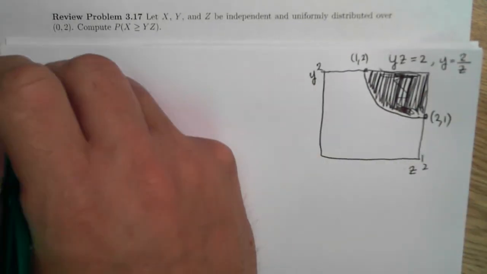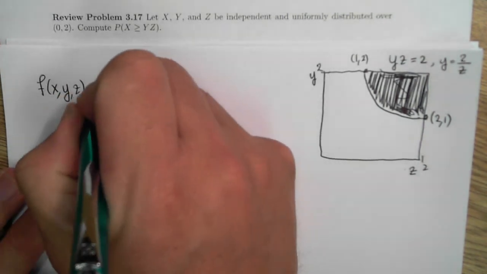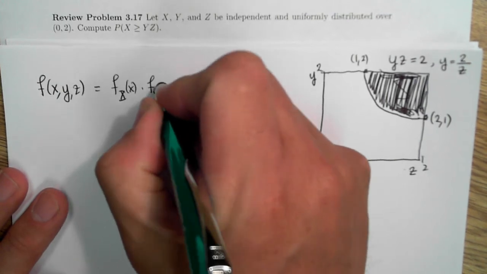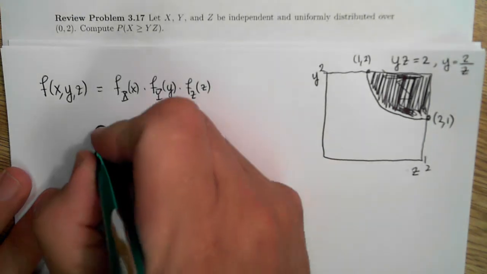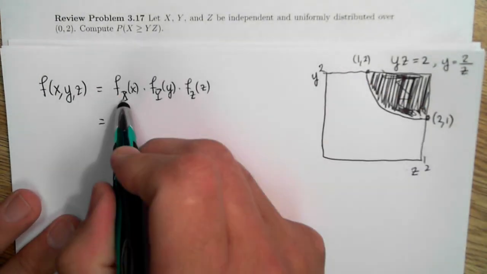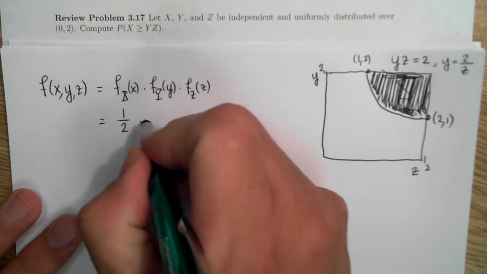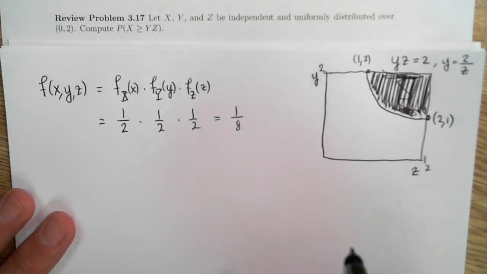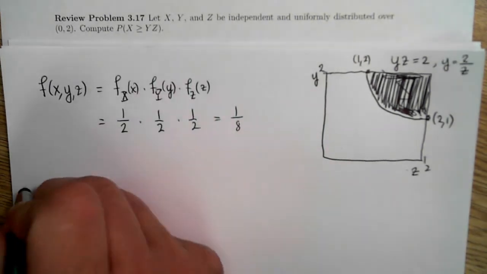Okay, so first off, let's now get the density function of x, y, z. That will be equal to the product of the three marginal densities, because they're independent. And because they're uniform, each one of these will be 1 over b minus a. So in this case, 1 over 2 minus 0, 1 over 2 minus 0, 1 over 2 minus 0. And so the joint PDF will simply be equal to 1/8. Okay, now let's figure out this integral.